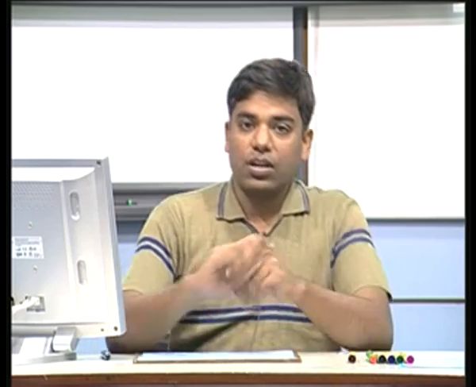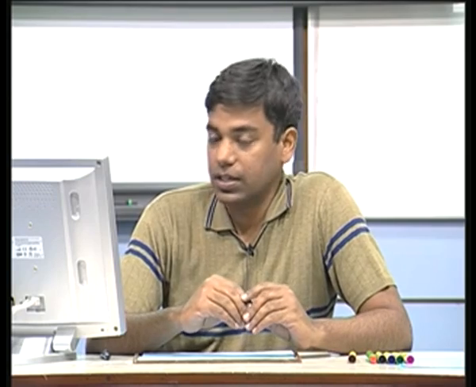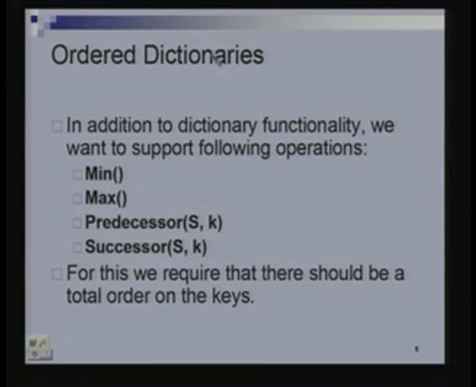In today's class, we will be talking about ordered dictionaries, and we are also going to be looking at binary search trees, which is perhaps one of the simplest ways of implementing an ordered dictionary. So, what is an ordered dictionary? It is essentially that you have the dictionary functionality.